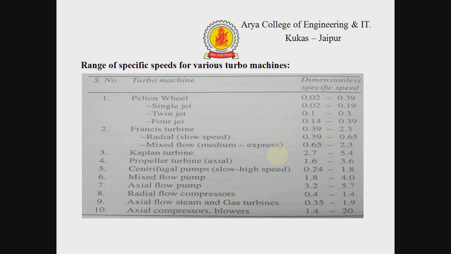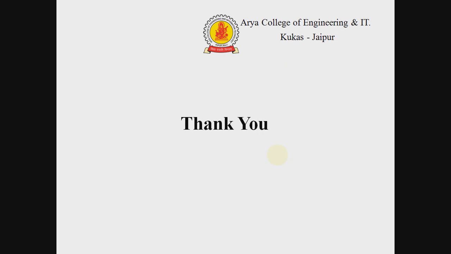The table shows the range of specific speed for various turbomachines. For the Pelton wheel, the dimensionless specific speed range is 0.022 to 0.39, for the Francis turbine it is 0.39 to 2.3, for the Kaplan turbine 2.7 to 5.4, the propeller turbine 1.6 to 3.6, and the centrifugal pump 0.24 to 1.8, and there are many other turbomachines for which the dimensionless specific speeds are mentioned in this table.